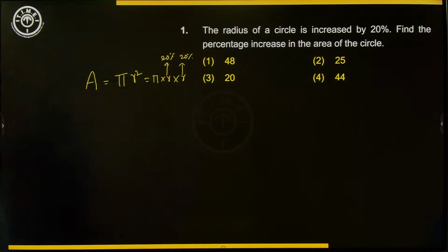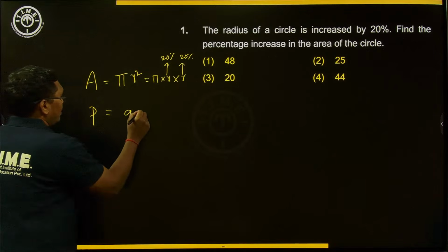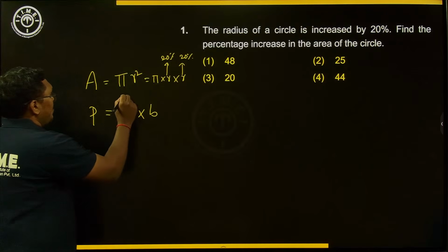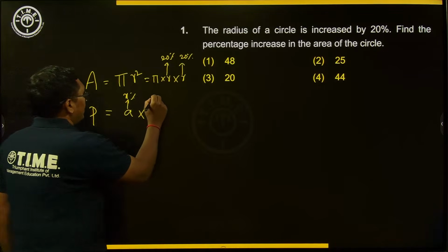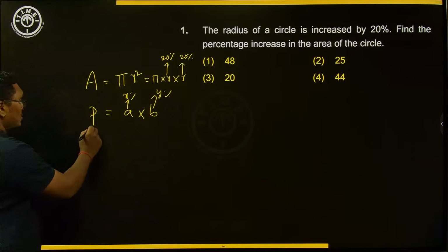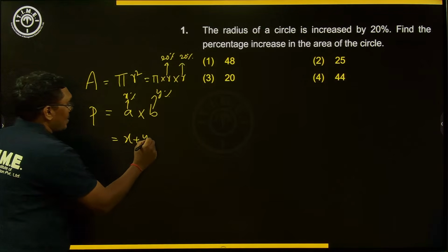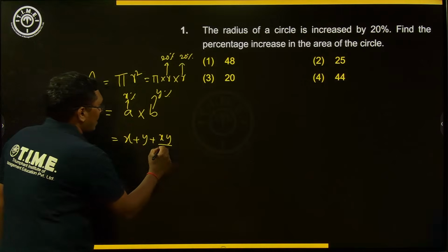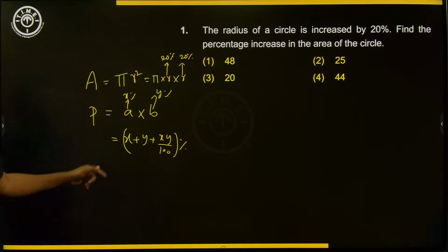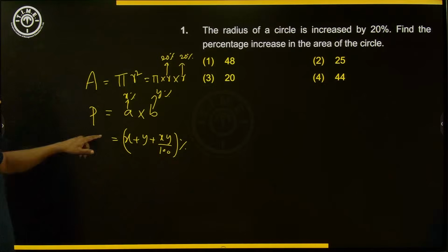So we know that when the product is equal to A into B, if A is increased by X% and B is increased by Y%, what is the increase in the product value? So increase in the product is given by X plus Y plus XY by 100. Okay. So this is the increase in the product value. So by using this formula, you can find the increase in the area of the circle.